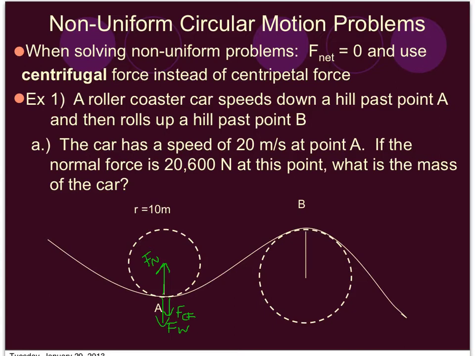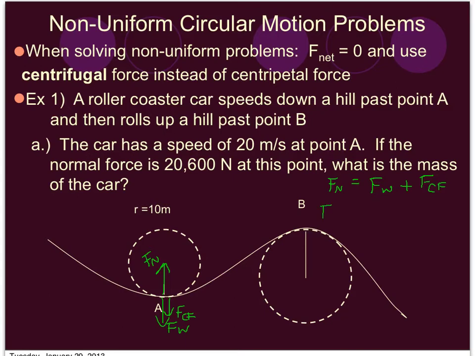Now, remembering that our F net needs to be 0, that tells me that my normal force has to be equal to these other two forces, FW and my centrifugal force, which are going in the opposite direction. So Fn is equal to Fw plus FCF. Okay. Now at this point I need to start substituting some things in because I need to be able to solve for mass in this problem.